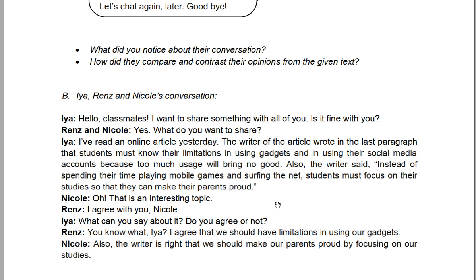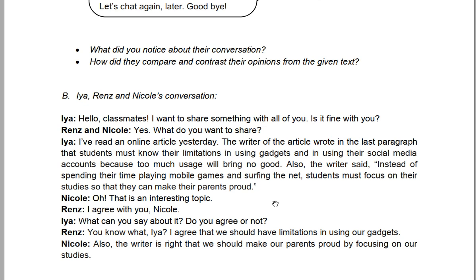Hello, classmates. I want to share something with all of you. Is it fine with you? Yes, what do you want to share? I've read an online article yesterday. The writer of the article wrote in the last paragraph that students must know their limitations in using gadgets and in using their social media accounts because too much usage will bring no good. Also, the writer said instead of spending their time playing mobile games and surfing the net, students must focus on their studies so that they can make their parents proud.